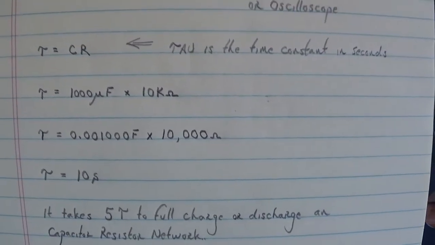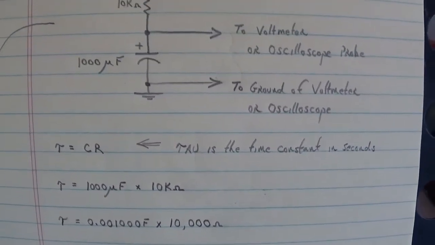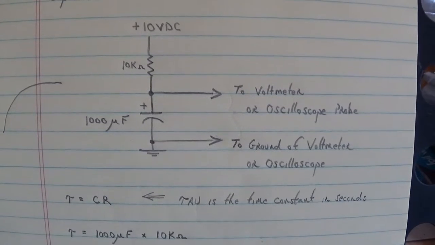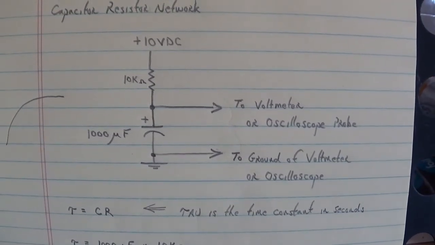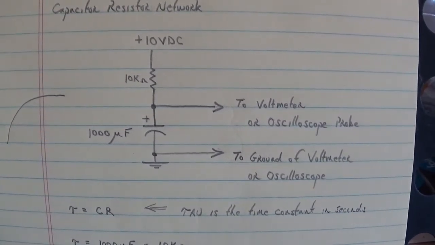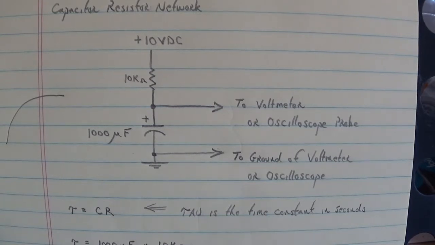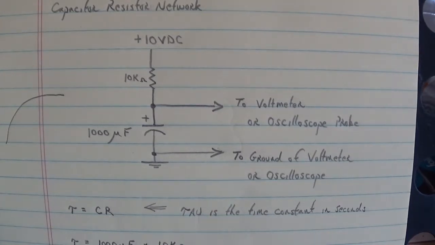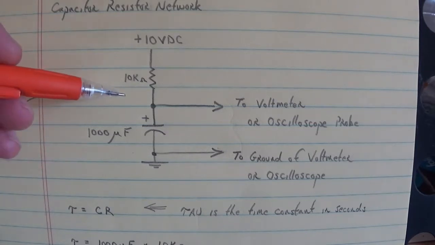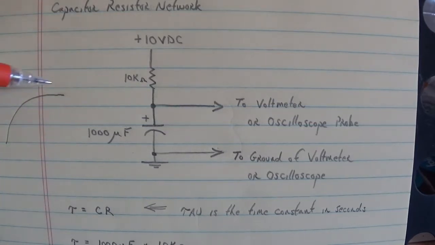We'll go up here and look at our circuit again. We're going to breadboard this circuit, and we're going to watch the time to discharge and the time to charge that capacitor right there, that capacitor and resistor network. We'll watch it charge up and we'll watch it discharge.